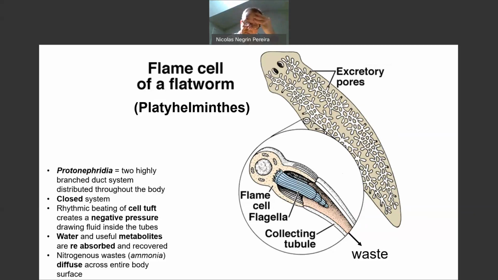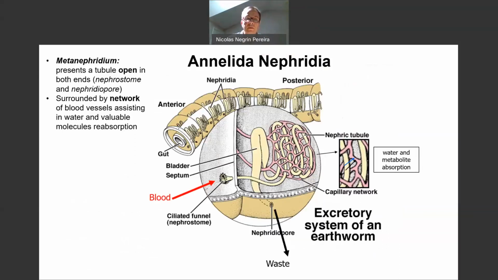But anyway, for the first time, we have the presence of ducts. We have a fluid that travels through a duct, and in this journey, some substances are either absorbed while others are actually eliminated by the animal. So we see in the blue arrow how the body fluids are drawn in by the beating of this flagella, resembling a flame. So water, nutrients, and other useful metabolites, of course, are going to be reabsorbed through the journey of this body fluid when it goes through the different ducts.